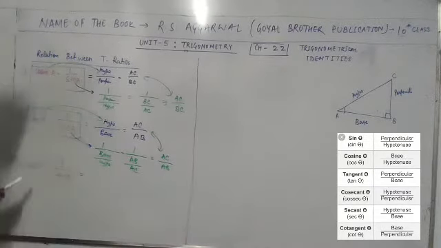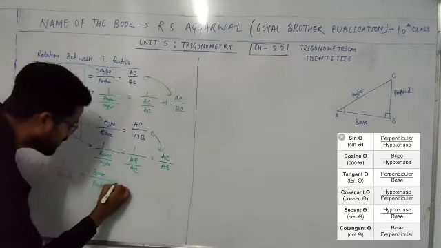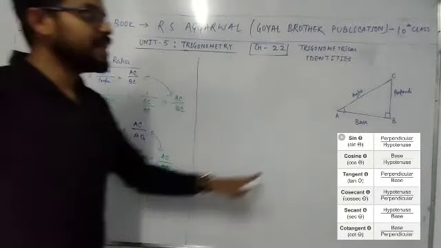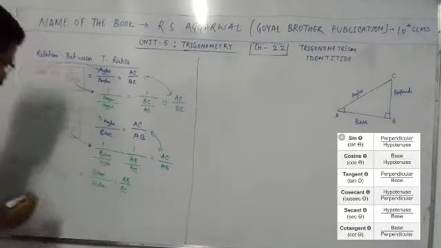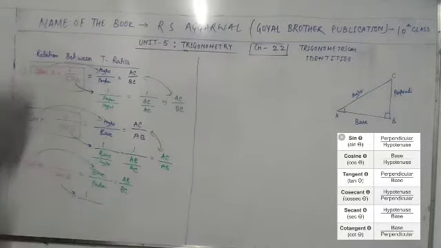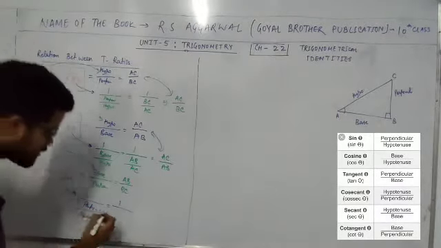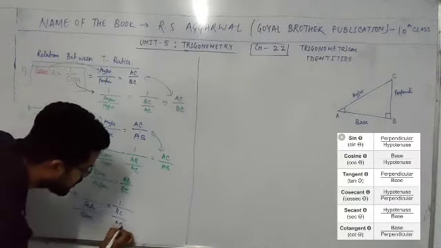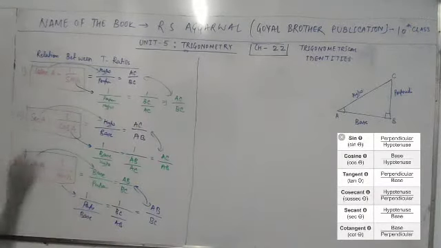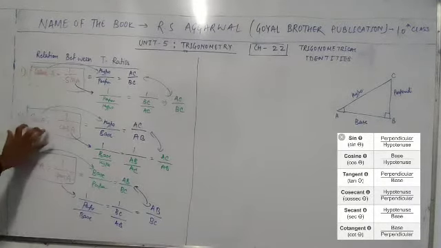Now, this last one is cot A. What is cot A? Base upon perpendicular. Here, base is AB and perpendicular is BC. Now, come to this part: 1 upon tan A. Tan A is perpendicular upon base. So 1 upon tan A gives AB upon BC. Both are the same. So we have to learn only sin A, cos A, tan A. Then we can easily remember the values of cosec A, sec A and cot A.